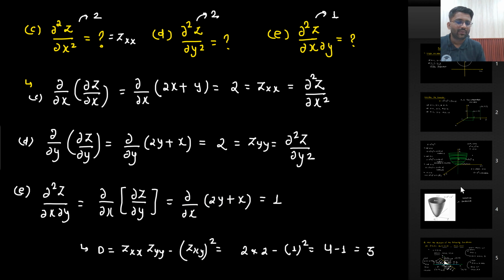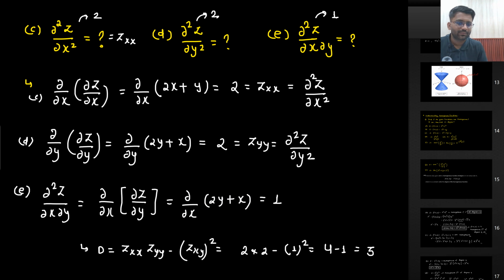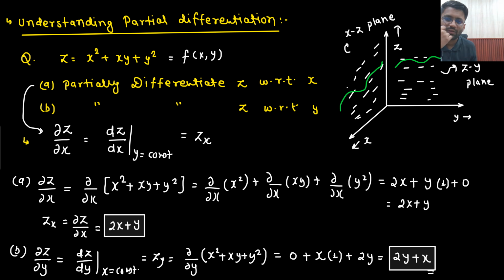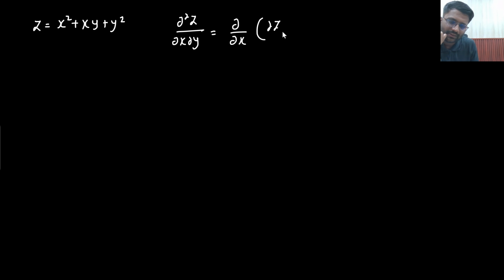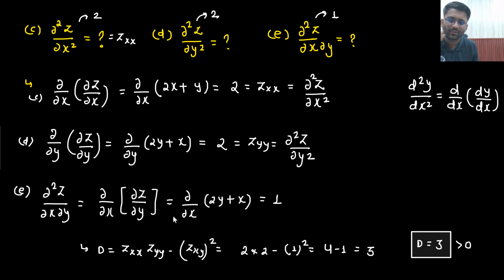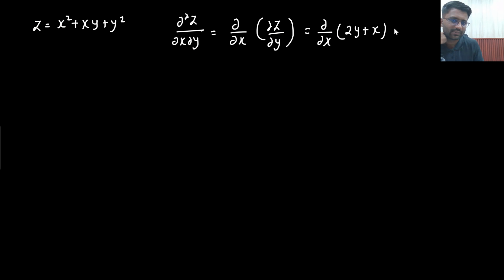And we will take up this example only, which is x square plus xy plus y square. For that we have already found del square z by del x del y, right? So del by del x of del z by del y, and del z by del y came out to be 2y plus x, right? I hope I am doing everything correct. 2y plus x, the answer was 2.